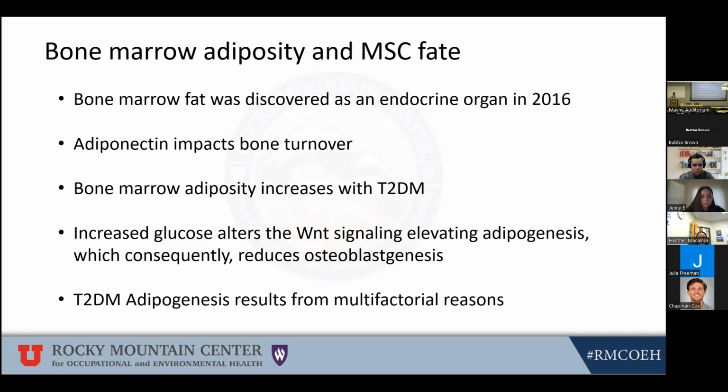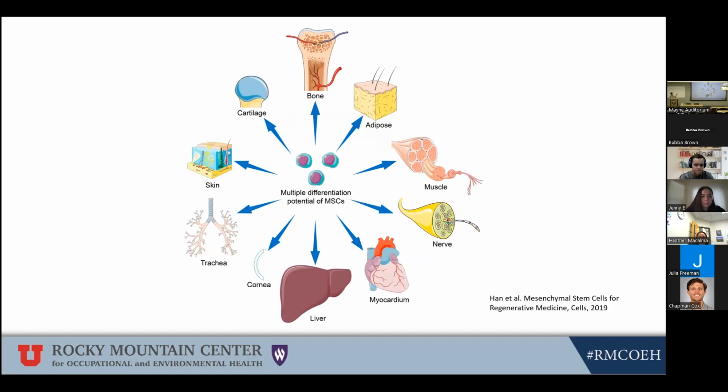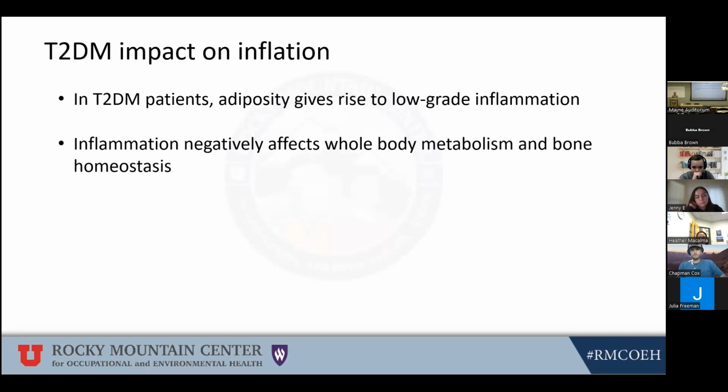So let's see. Here's just a schematic from another paper where they're looking at mesenchymal stem cells and all of the different tissues that they differentiate into. And so you can get an idea where bone and adipose both come from this shared parent in their line. But a change there could increase adipose differentiation and reduce bone differentiation.